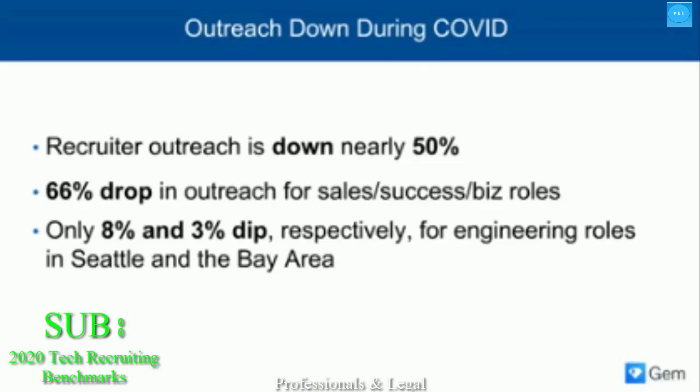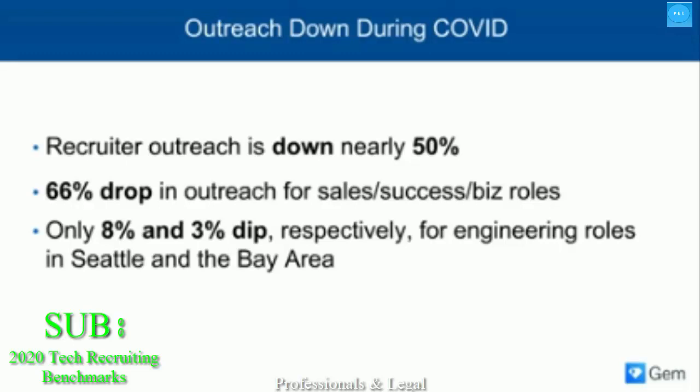All right. So here's what we're seeing on our side. Across the board, talent teams are sending fewer outreach emails right now. So in March of this year, recruiter outreach was down nearly 50%. And we are seeing a bit of a recovery already, actually, even since we crunched these numbers. The greatest drop in outreach was for sales, success, and biz roles, which saw a 66% average drop across the board. This includes GEM's international customers.